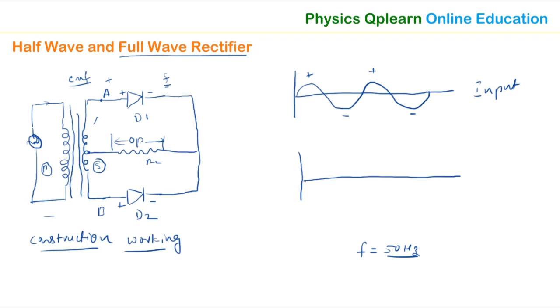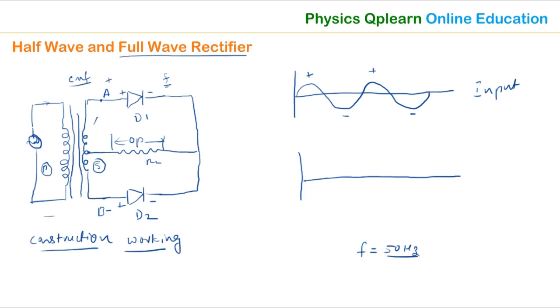When point A is positive, at that time B is negative. So with negative and positive, this diode is set into reverse bias. Reverse bias means it won't conduct. The diode D1 conducts, diode D2 does not conduct.